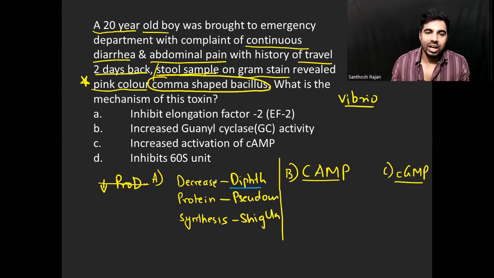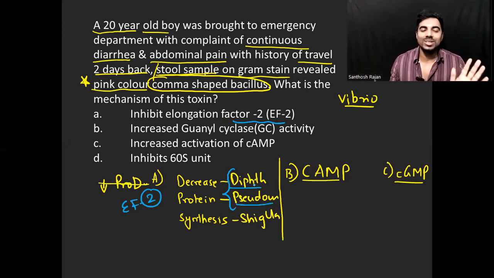Diphtheria and pseudomonas have the same mechanism, which is repeated many times: EF2 factor inhibition. So this is for diphtheria and pseudomonas. There's no clue, you have to remember they inhibit the elongation factor and decrease the protein synthesis.